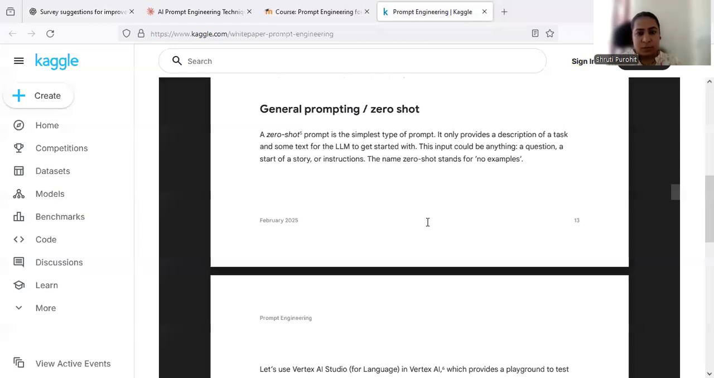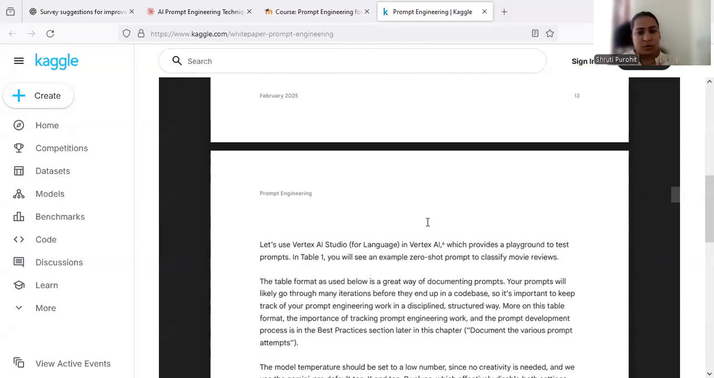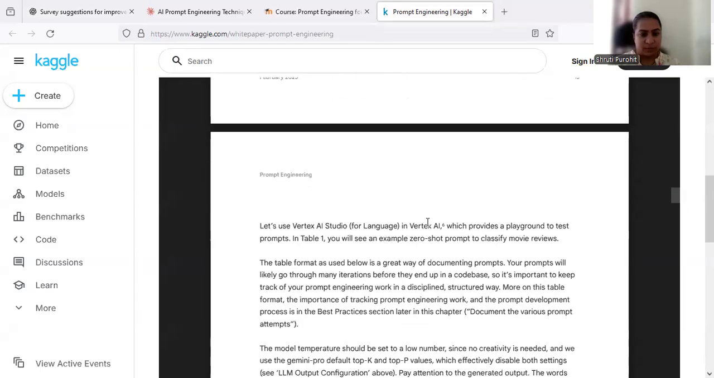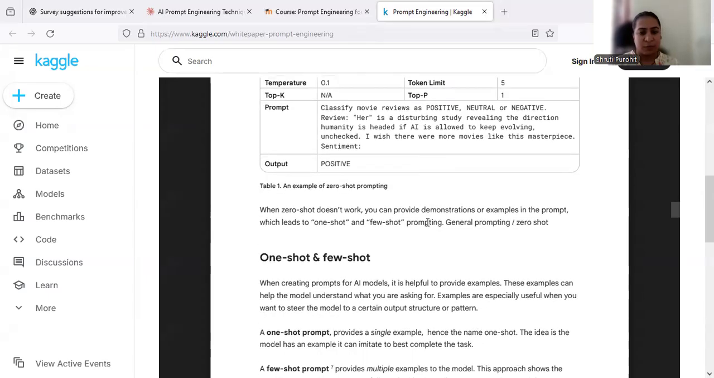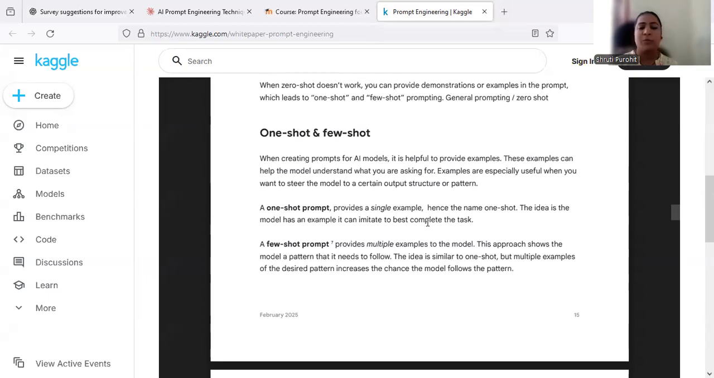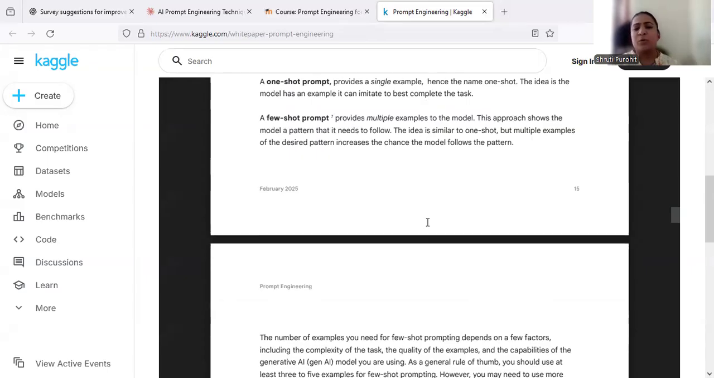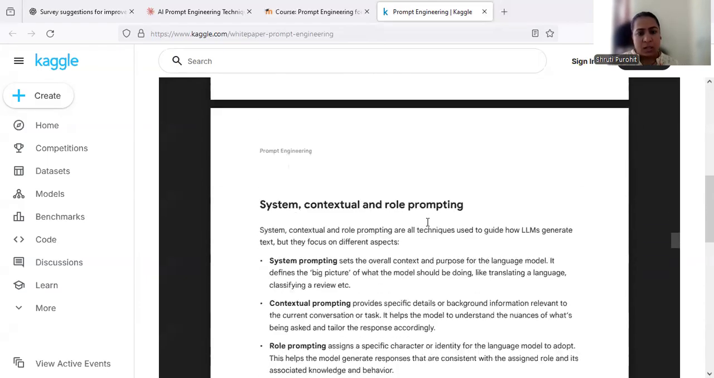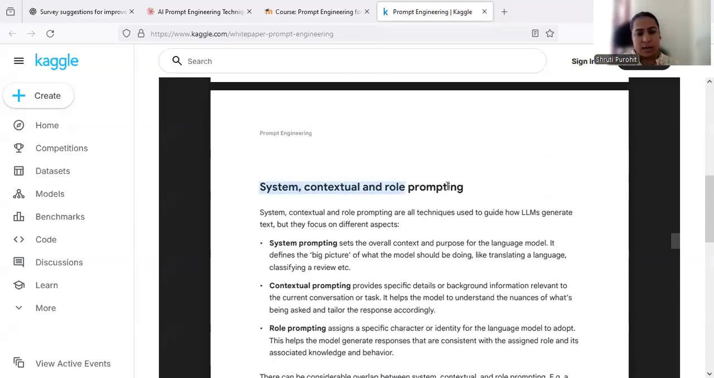Now let's go ahead with this PDF book. Zero shot or general prompting we discussed. We are not giving any examples, in that case it will be zero shot. One shot, if we are providing one example, or few shot, if we are providing a few examples. And then system, contextual, and role prompting. Role prompting we are a little bit aware of. Contextual prompting: we have to provide specific details and background information while prompting. System prompting sets the overall context and purpose of the language model, and it defines the big picture, what the model should be doing.